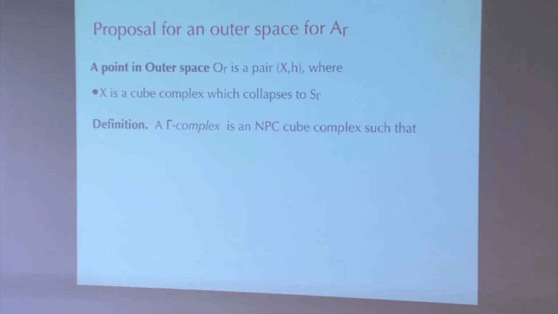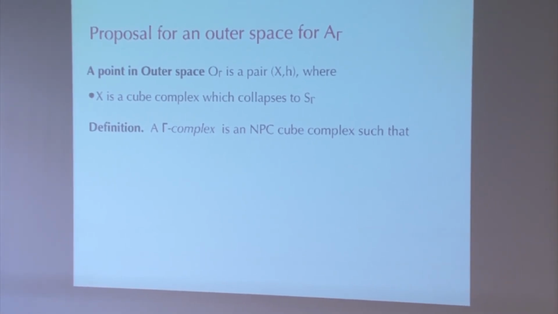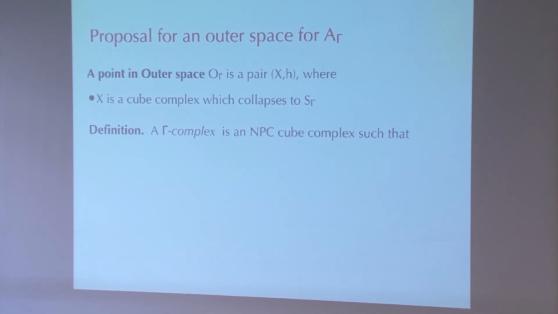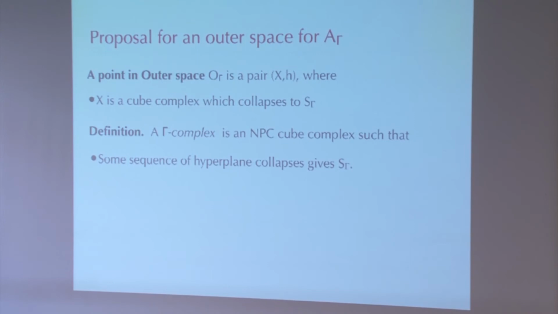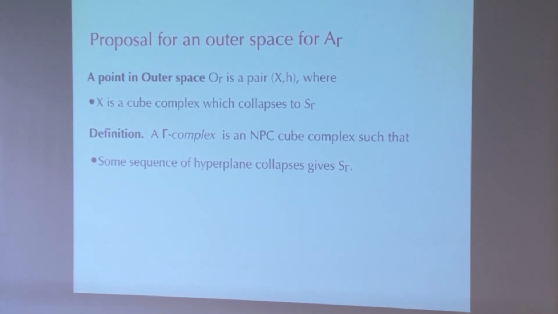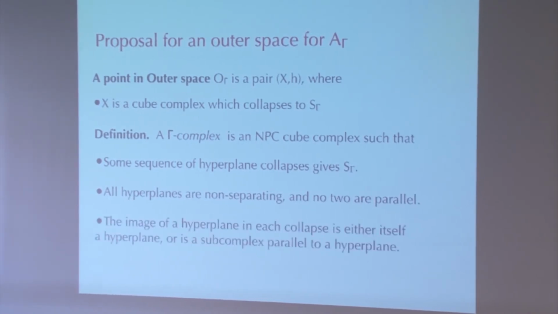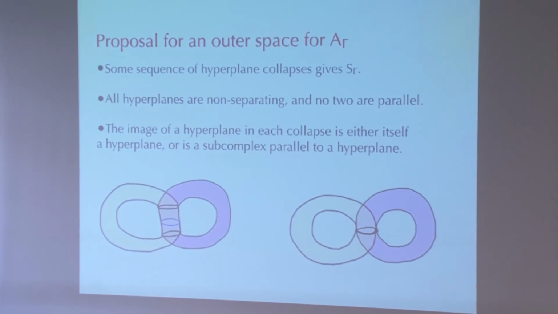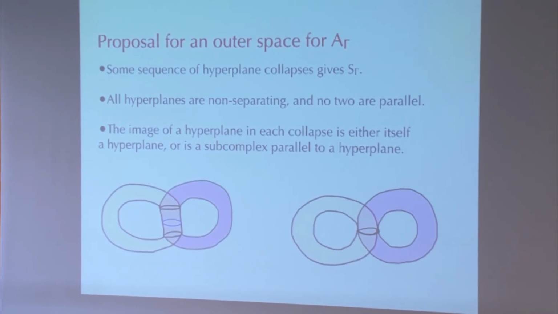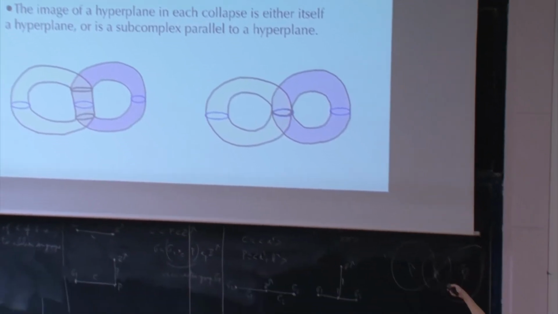Okay, so here's the technical definition of the kind of cube complexes I want. I want an NPC cube complex. I want some sequence of hyperplane collapses to give me the Salvetti complex. I want all the hyperplanes to be non-separating, no 2 are parallel. And this is another technical condition. Let me just illustrate these on my example. I get from that to that by collapsing that blue hyperplane. The image of all the hyperplanes are non-separating. There's also one other hyperplane which is also non-separating. And the image of all those hyperplanes are hyperplanes over here, or else they're in the collapsed piece.